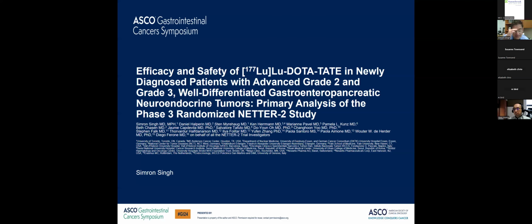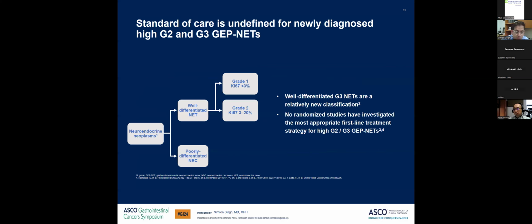And I had the pleasure of presenting these results at ASCO GI. And this study was the next large randomized clinical trial that's practice-changing in terms of radioligand therapy. And it is called the NETTER-2 study, follow-up to NETTER-1, and looked at the efficacy and safety of lutetium dotatate in newly diagnosed patients with advanced grade 2 and grade 3 well-differentiated gastroenteropancreatic neuroendocrine tumors. So this was the first trial ever looking at first-line radioligand therapy in any tumor at all. So that's very exciting, and we're very excited that this happened in neuroendocrine cancers, and we can potentially think about offering this treatment to our patients.